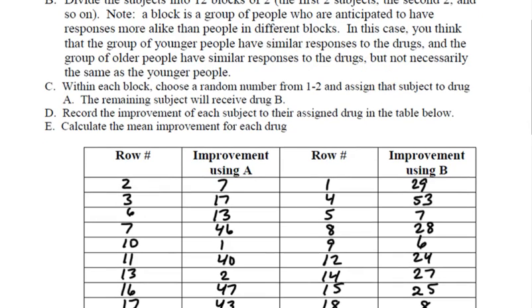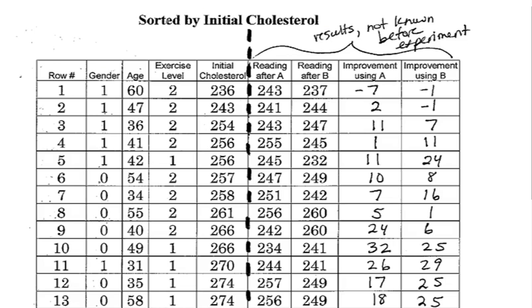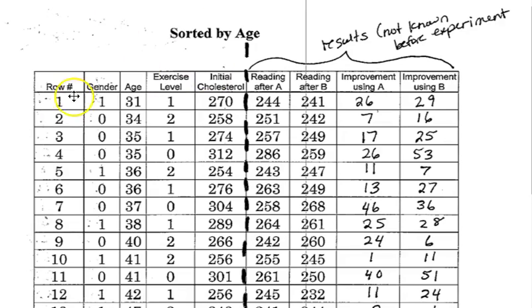So in this case, we went back to the table that was arranged by age, and we picked the first two people to be together as one block, the second two people to be together as one block, and so forth. So the two people with the most similar ages.